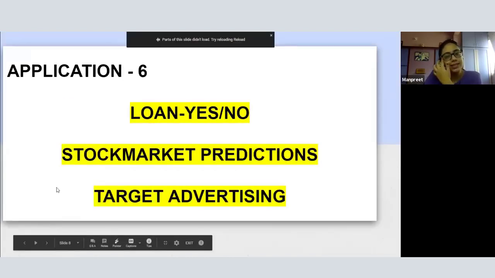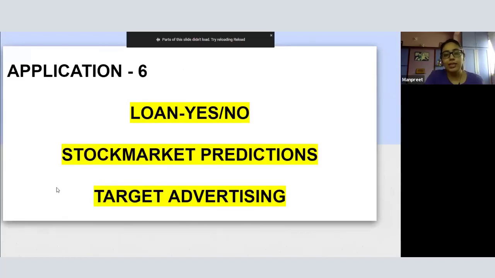Okay, so the next application is loans, yes and no. Generally, if you go by the old method, the loan is given on the basis of your profile. You have been earning for a lot of time, and newbies or the young generation just entering the job market would not get a loan easily.